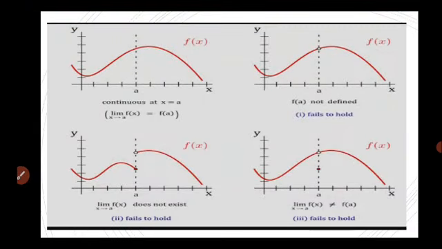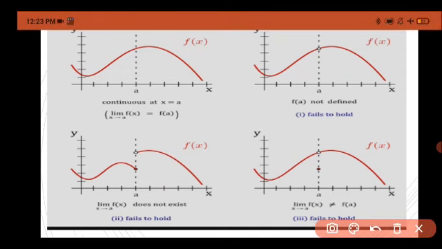So you can observe here the first graph is continuous, no break, no hole, nothing is there. So it is continuous at x equal to a. You can observe for a. Here at a, a hole is there. So at a it is not defined. That means it is not continuous.